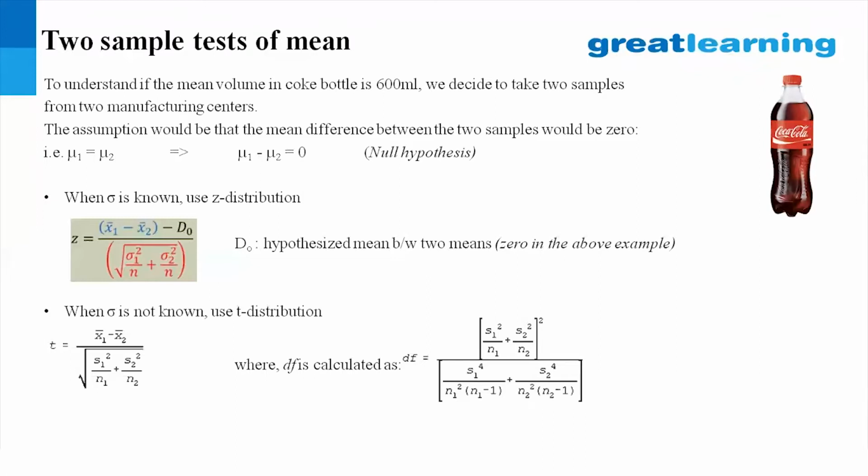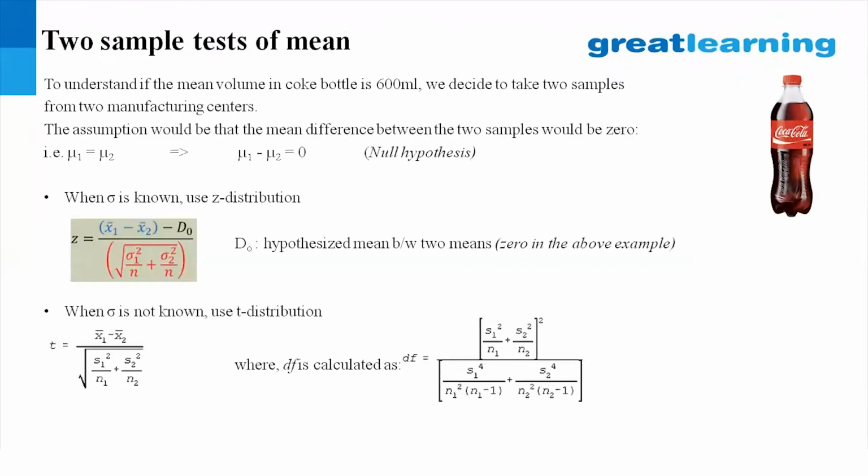But if you want to be very accurate in calculating the degrees of freedom when doing a two sample t-test, this is the complicated formula which you should be using. S here is the standard deviation and n is the sample size. n1 is the sample size of the first sample, n2 is the sample size of the second sample.